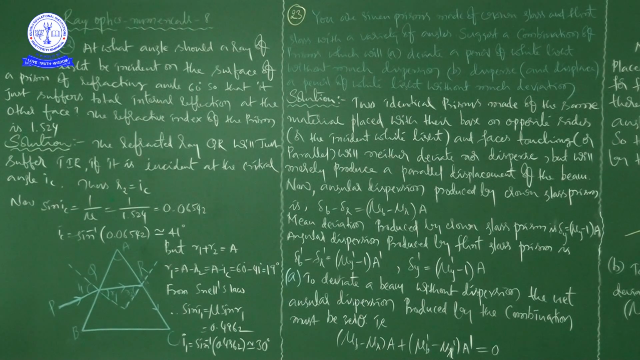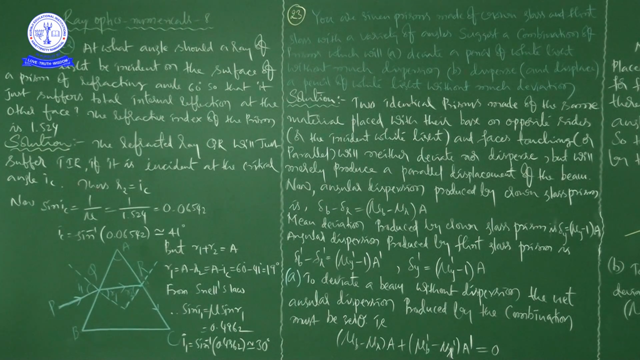Further, what they have given is the refracting angle 60 degrees, that is A equal to 60 degrees. And one more thing given is the refractive index of the material of the prism, that is 1.524. See this, the refracted ray QR will just suffer total internal reflection if it is incident at the critical angle. So what is the critical angle?